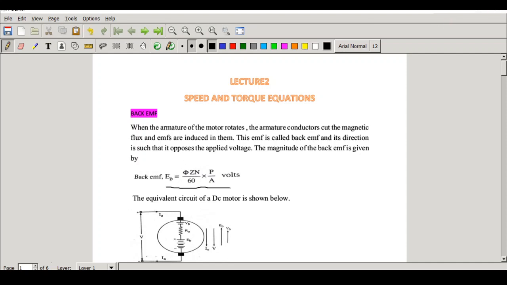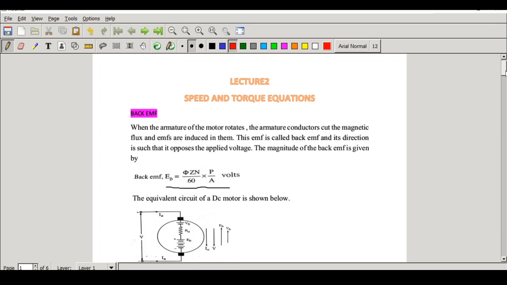That is phi Zn by 60 into P by A, where phi is the flux, Z is the number of conductors, N is the speed in RPM, that is revolutions per minute, into P by A. P is the number of poles and A is the number of parallel paths. Okay, so first we will discuss the concept of back EMF.